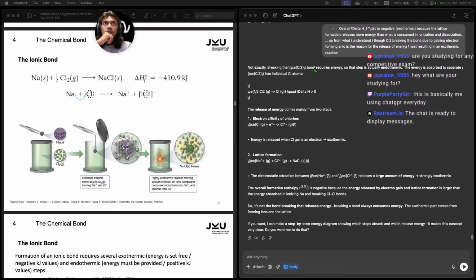Not exactly. Breaking the Cl2 bond requires energy, so that step is actually endothermic. The energy is absorbed to separate into individual Cl atoms. The release of energy comes mainly from two steps: electron affinity of chlorine. Energy is released when chlorine gains an electron, exothermic. That's what I said, right?